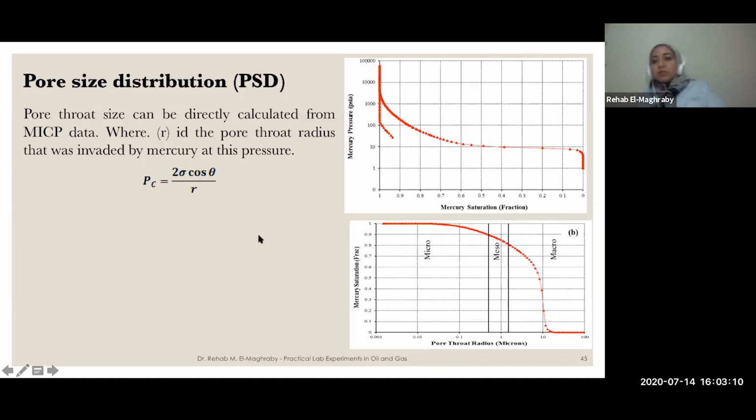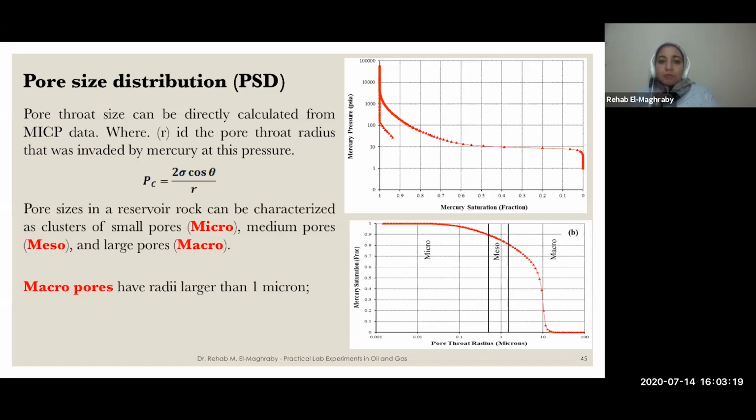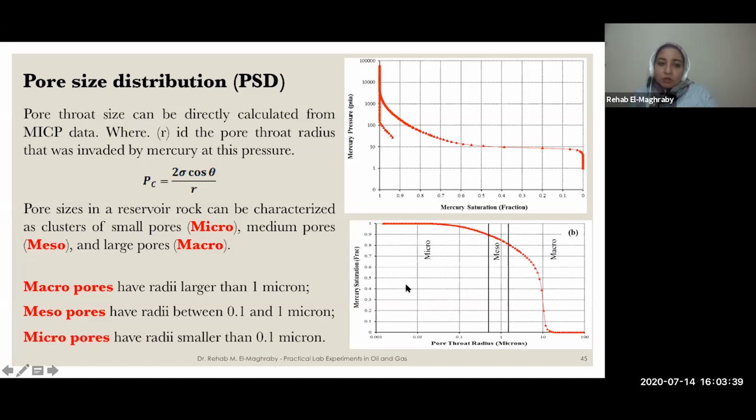We have actually three sizes of pores: macro, meso, and micro. So this is for 1 micron. The macro type will be larger than 1 micron. For the meso type, it will be from 1 micron to 0.1 micron, in this range. And for the micro type, it will be smaller than 0.1 micron.